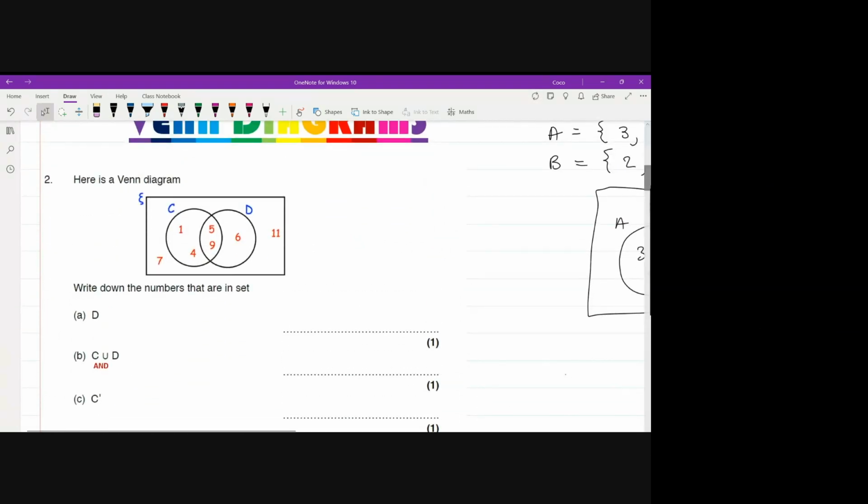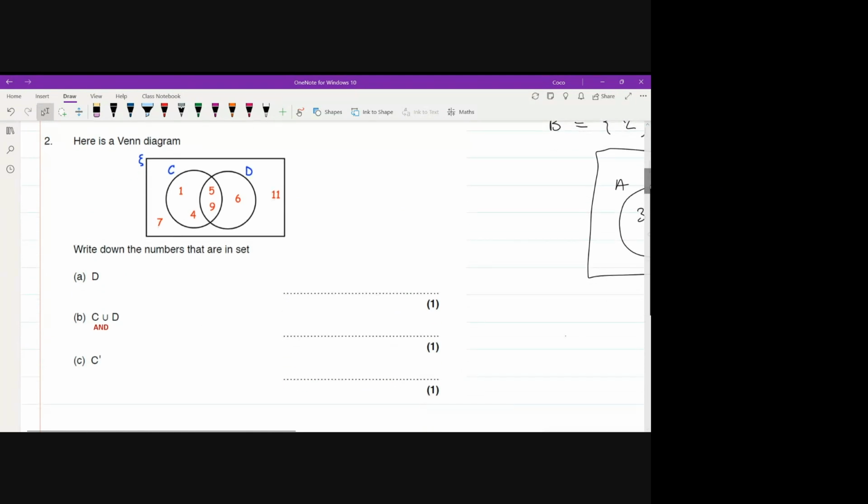Okay, it says here is a Venn diagram. It says, write down the numbers that are in set D. Okay, what numbers are in the set D, guys? 6. Yes, Unati. In set D, it's 6, 5, 9. That's it. Well done, Unati. Absolutely. Guys, remember, the whole of D would include, we must draw a thing around the whole circle. So all the numbers in here are part of set D.